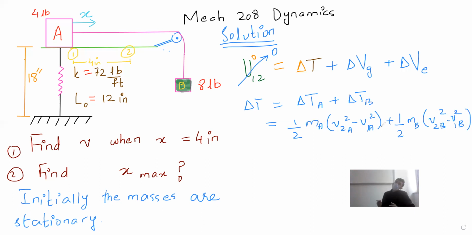Because you have to have a feel of the problem. When I am dropping the mass, at the end of the day, there will be a change in the kinetic energy. That will be the final velocity square minus the initial velocity square.